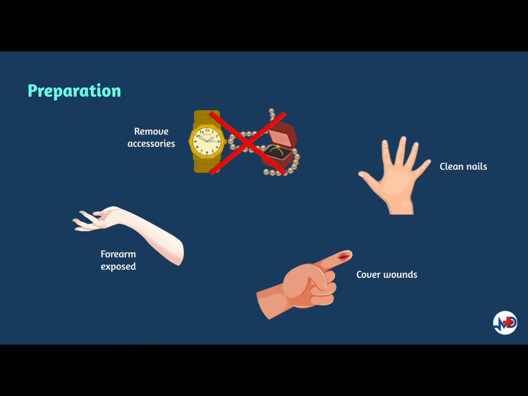This is what you will need to do before performing hand hygiene. First of all, expose the hands until the forearms. Remove all hand or wrist jewelry and watches. Ensure the fingernails are clean, short, and artificial nails or nail products are not worn. And finally, cover all the cuts or abrasions with waterproof dressing.